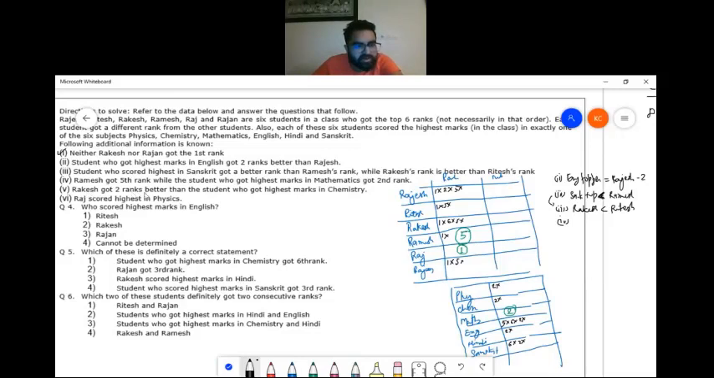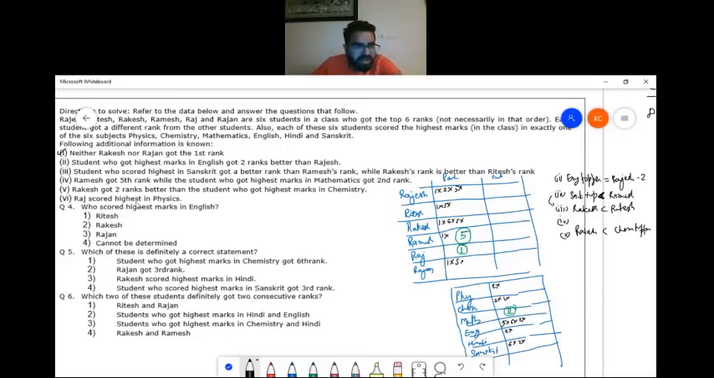Next, Rakesh got 2 ranks better than the student who got chemistry topper. Rakesh is 2 better than the chemistry topper. So Rakesh cannot be rank 5 or rank 6, cool. So he can be rank 4, maybe 3. So he can be 2, 3 or 4, okay. The chemistry topper cannot be rank 1. And obviously he is not rank 2, which is already known to us. So rank 1 and 2 are gone for the chemistry topper. We don't know exactly, but let's go on.